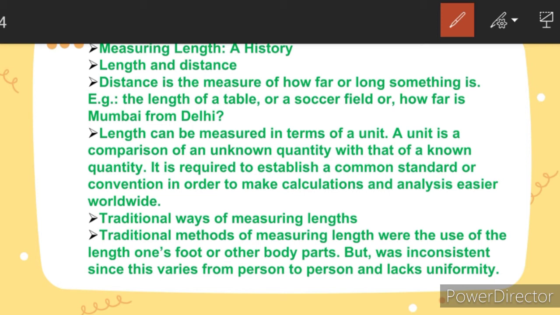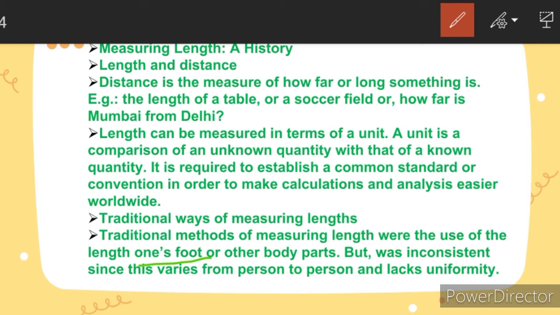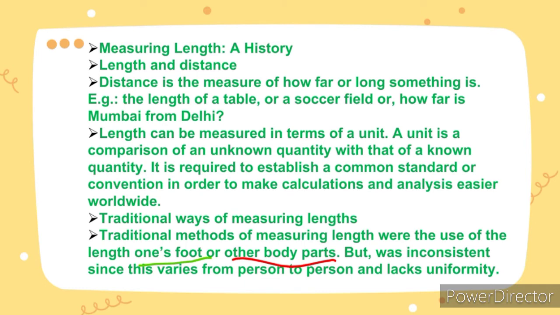So what the people used to do in ancient times, at that time technology was of course not that much developed. So what did they actually do? In the traditional method, they used to measure distances using one's foot. That is not, of course, a good way, because through that you are not going to get the exact measurement. They also used other body parts like hands, fists, or palms. But it was not consistent, because the sizes and lengths may differ from one person to another, and it lacks uniformity as well.